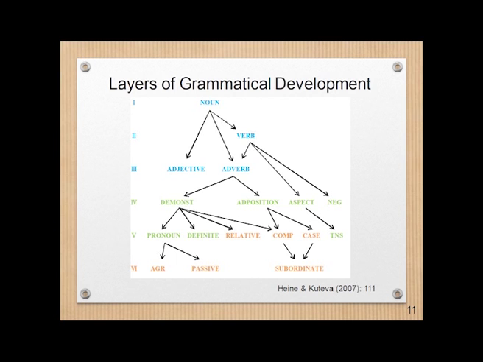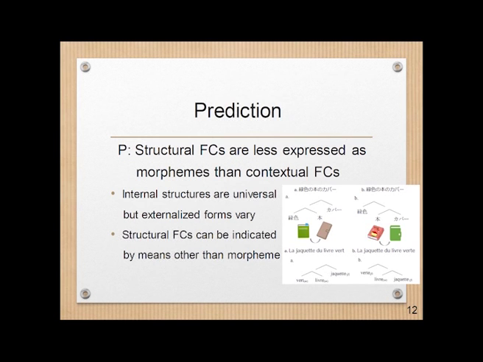And let me talk about the prediction that can be derived from my proposal. The prediction is that structural functional categories are less expressed as morphemes compared to contextual functional categories. The reason is that according to theoretical linguistics, the internal linguistic structures are universal among languages, but their externalization form varies depending on languages. And as I explained, structural functional categories are adaptive in external communication.